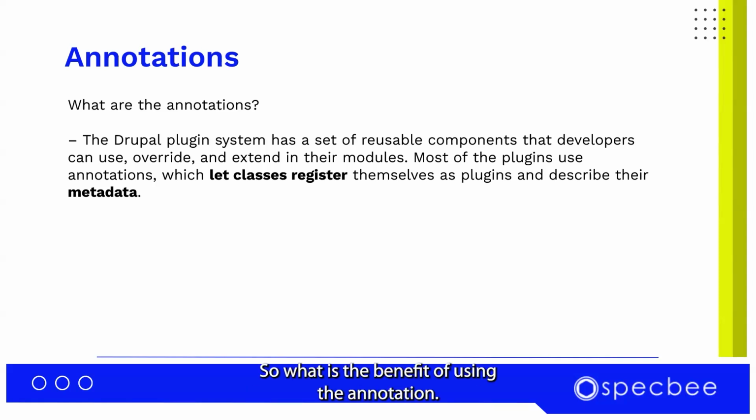So what is the benefit of using annotations? During the parsing of the Drupal code, annotations allow these classes to be registered as a plugin in Drupal. And we provide additional metadata like what the ID is, what the admin label is, and whether there is any translatable markup available for this plugin. That kind of information we pass along with these annotations.